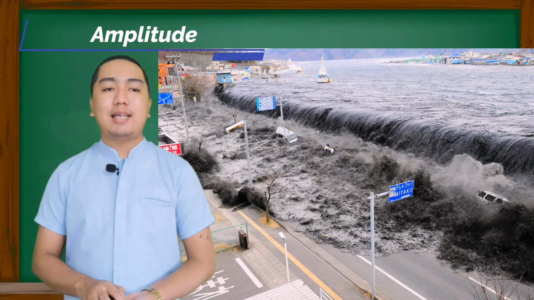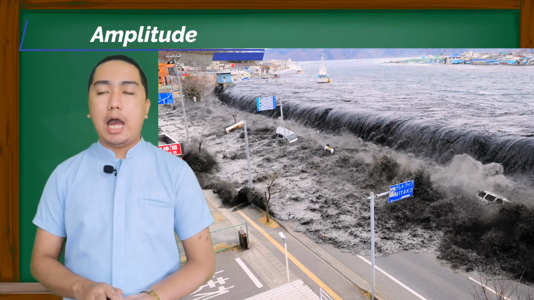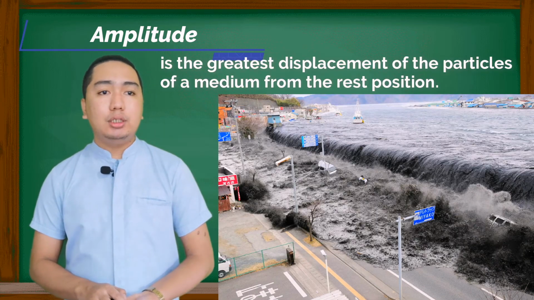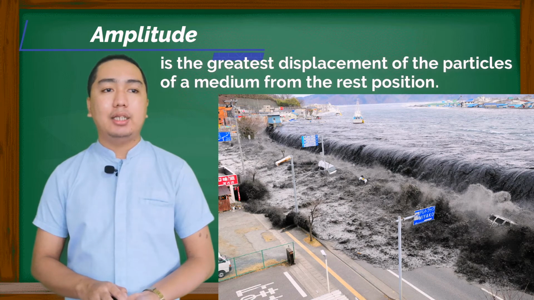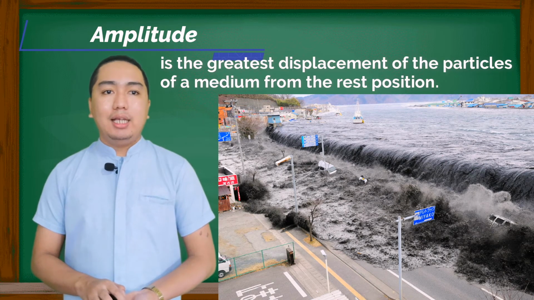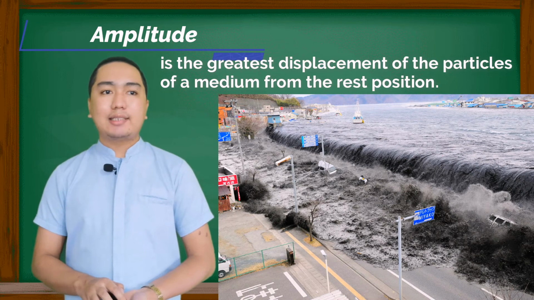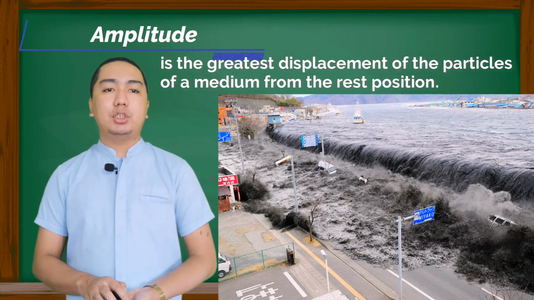A wave with a high amplitude has more energy than a wave with low amplitude. Amplitude is the greatest displacement of particles of a medium from the rest position. It is a measure of the energy that waves carry. For example, a strong wind at a beach creates larger water waves than a gentle breeze.